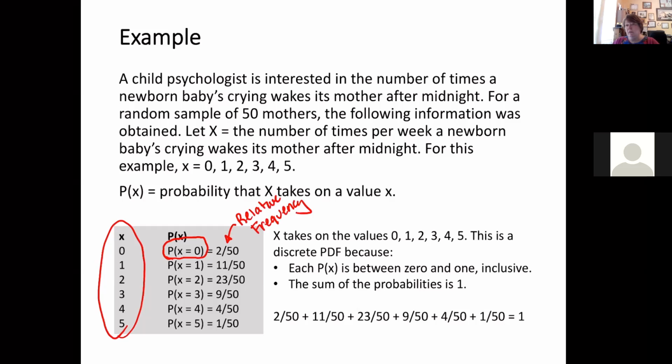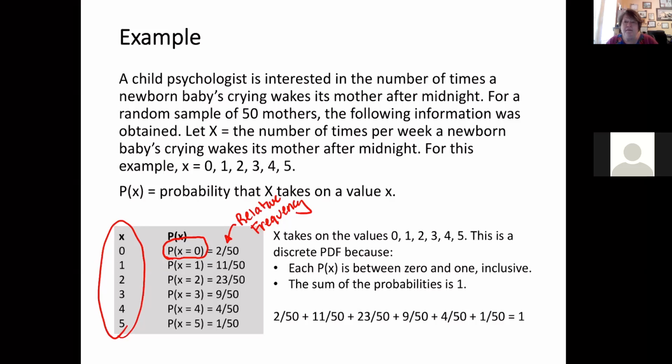And 11 moms out of the 50 said the baby woke them up once. So the probability that the random variable takes on the value of 1 is the relative frequency, or 11 out of 50. 23 of the moms said that the baby woke them up twice in the week. So the probability that the random variable takes on the value of 2 is 23 out of 50, the relative frequency.